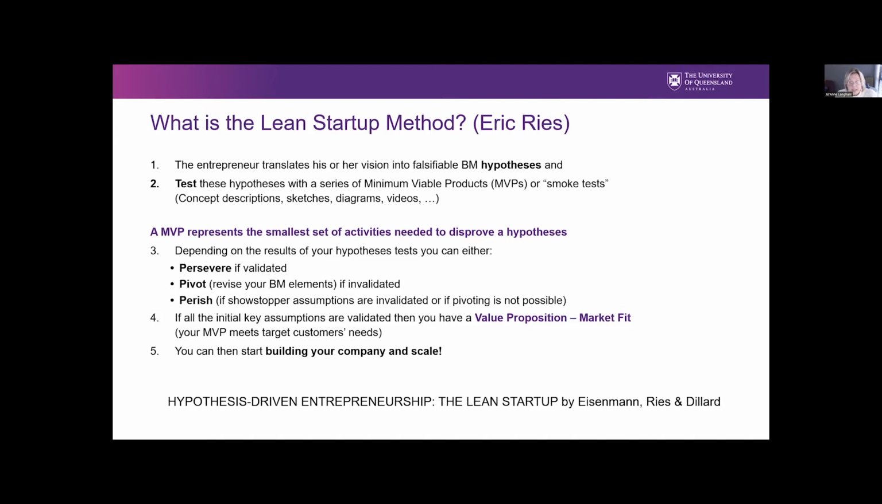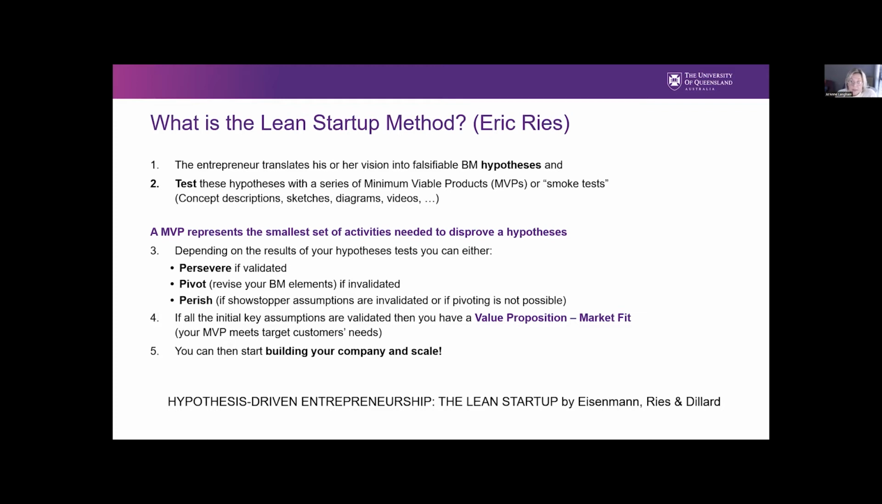An MVP represents the smallest set of activities needed to disprove. And again, being able to have a falsifiable hypothesis means that you are looking to disprove the hypothesis. You need to then look and see at the outcome of those tests whether you should persevere if your hypothesis has not been disproven, and you feel that it's valid.